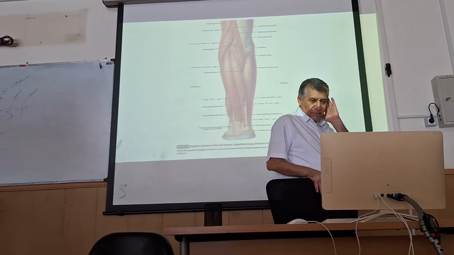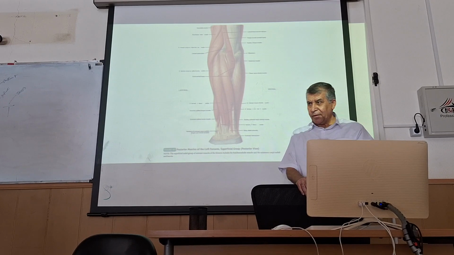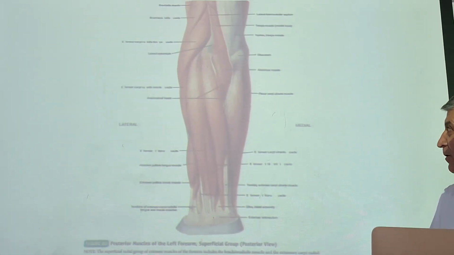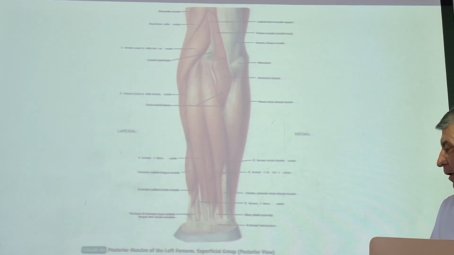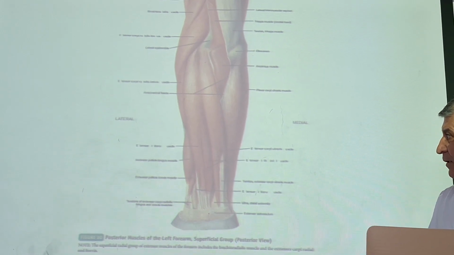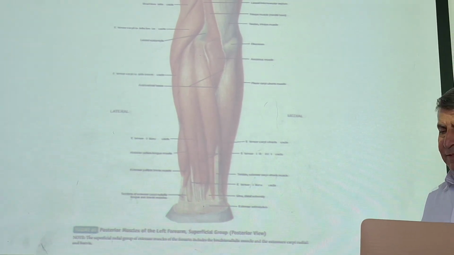Posterior compartment of the arm. There are 11 muscles.